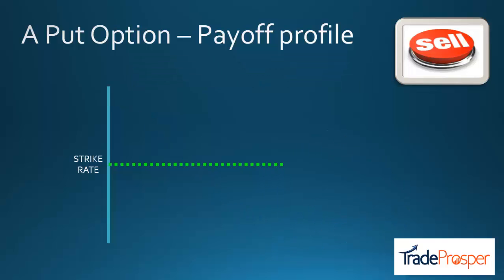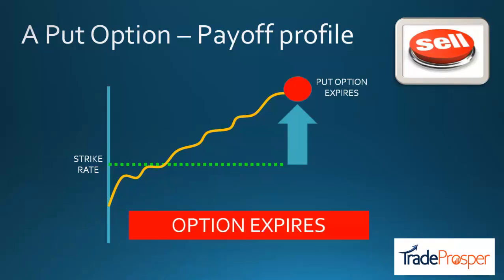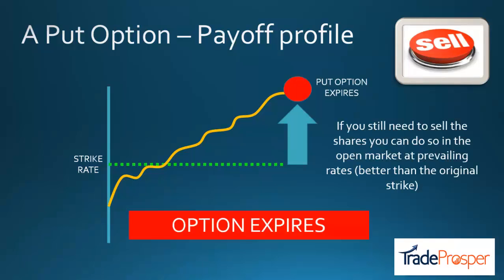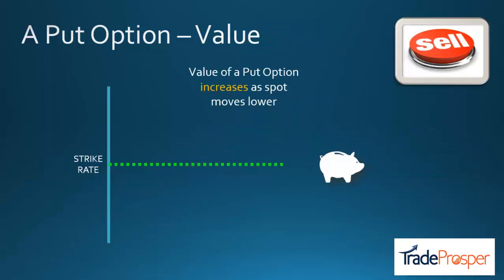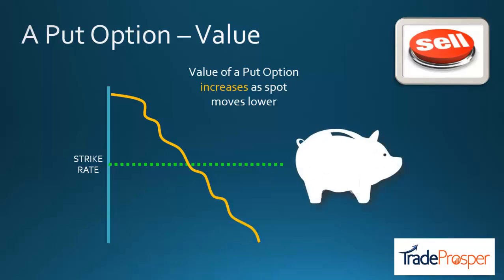But what if the spot price of the share went the other direction? What if at maturity the spot price is far above our original strike rate on the option? Well, this is where the beauty of options come in. You just don't exercise the option. So you expire your option worthless. And then again, if you still have to sell shares, then you can do so in the open market at the prevailing rates, which is much better than where the current strike rate is. So in summary, a put option's value increases as the spot rate moves lower.